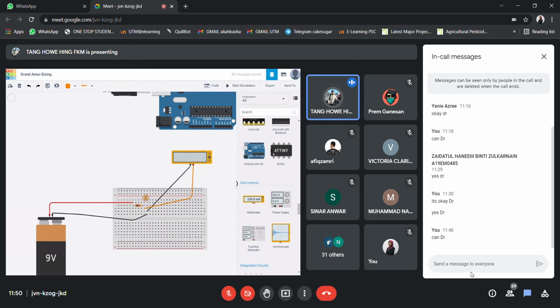You all still remember how a voltage divider looks like? The circuit for it, right? Do you have any idea? No idea. Okay, I think I'll just let you have a look.